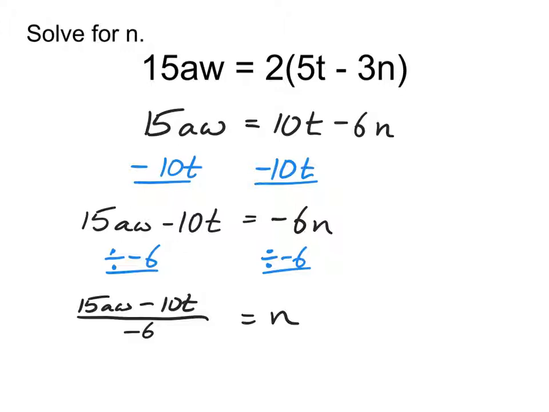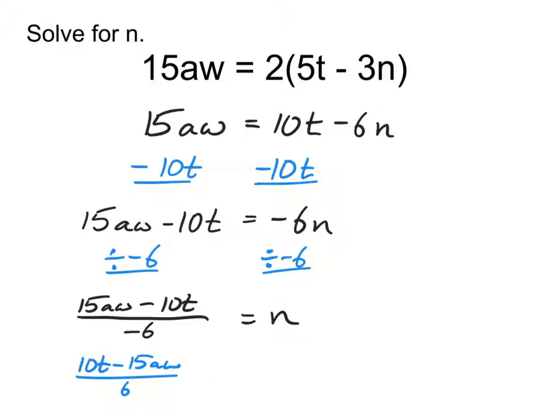You could have actually done this problem, by the way, in a different way. If you were working through it, if you came up with 10t minus 15aw over a positive 6, that's equivalent. That still equals the same thing. You'll notice that it's basically just multiplying top and bottom both by negative 1. And so if you came up with that as your answer, that's totally fine.